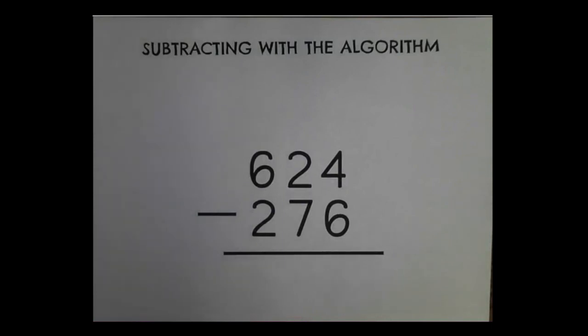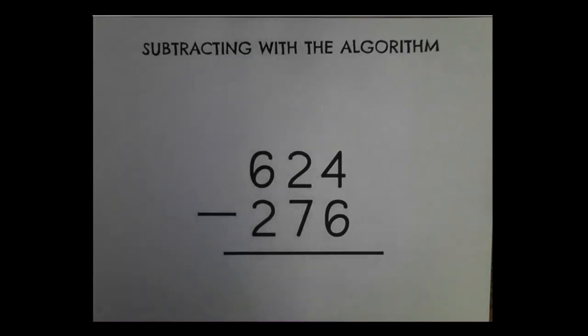This is another way that we can subtract. It's known as subtracting with the algorithm. As we learn, an algorithm is just a step-by-step process to find an answer. Here is where we stack. The first thing we do is we always make sure that we start with the ones place over here.